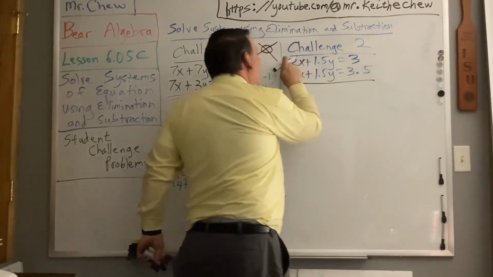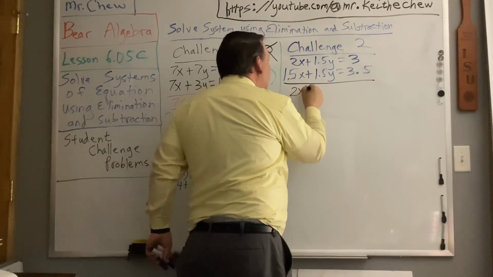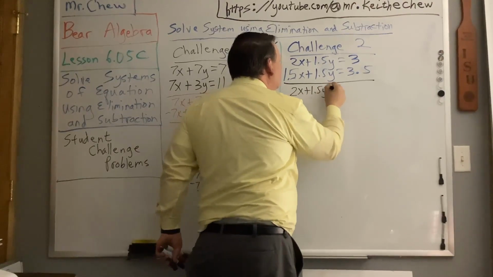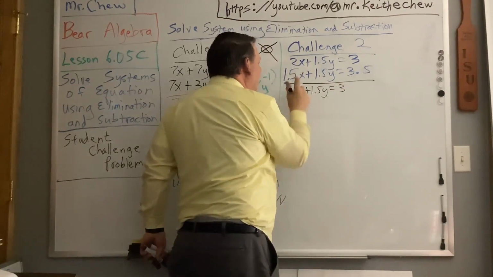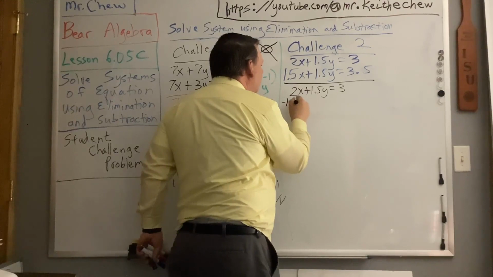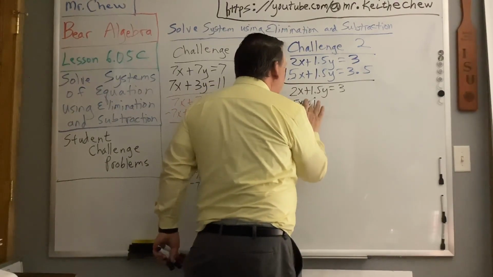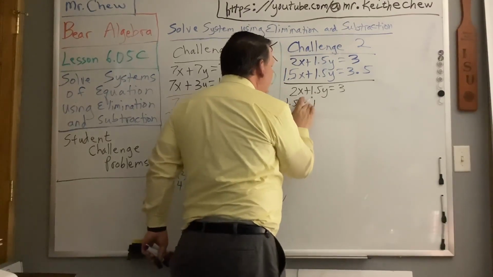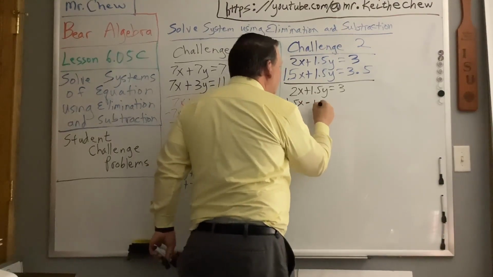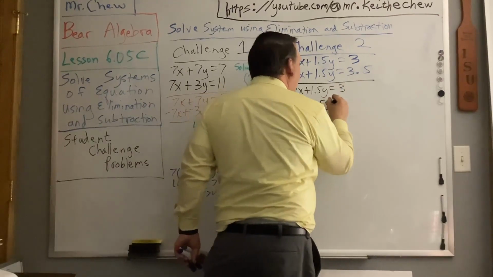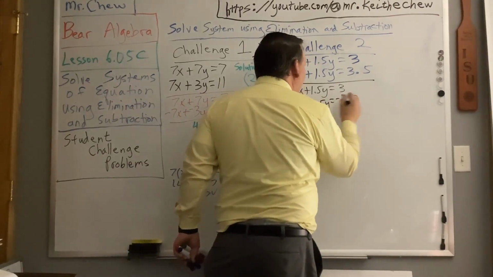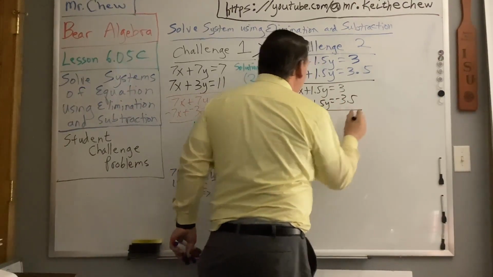I'm going to write the top one, and I'm going to subtract the 1.5x. I'm going to subtract the 1.5y. So if I'm going to subtract it, I need to write what I just said. I'm going to subtract the 3.5, which means that makes it negative 3.5.